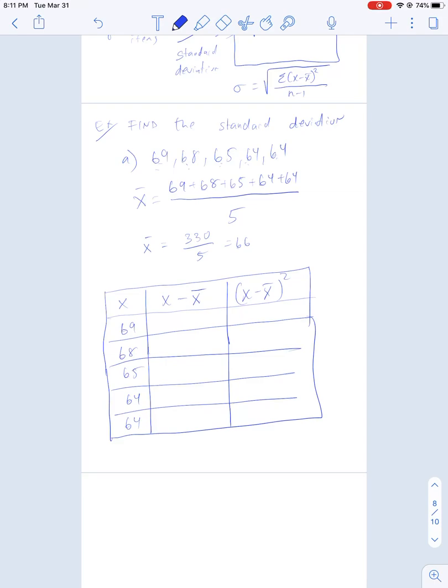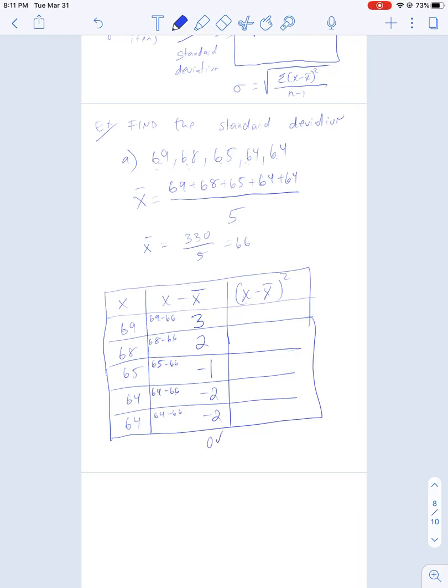And I do my deviations, right? We do 69 minus our 66. So here we get 3. 68 minus 66, we get 2. 65 minus 66, we get negative 1. 64 minus 66, negative 2. 64 minus 66, we get negative 2. All right, we can add them all up. They should equal 0, so it checks off.